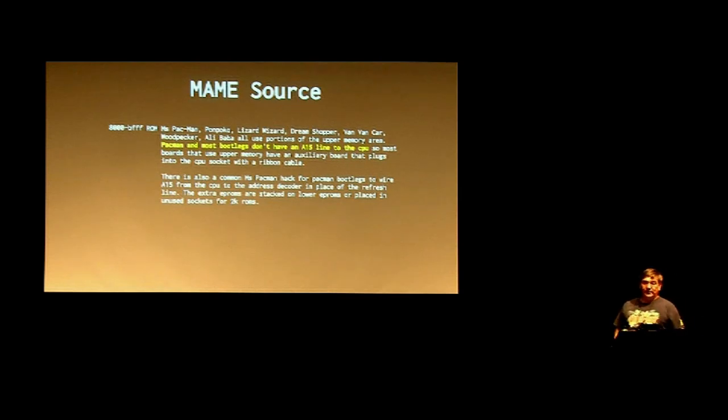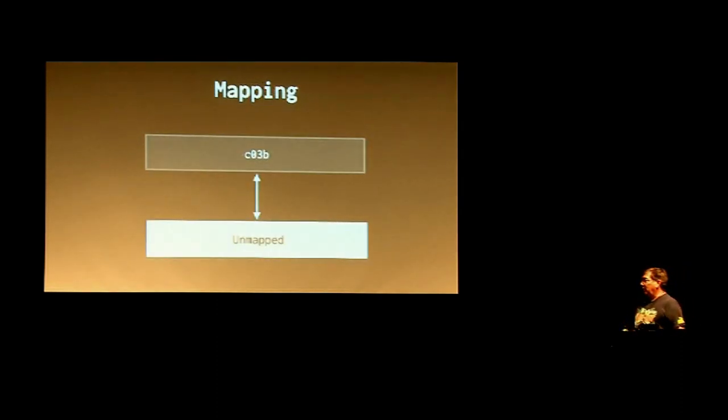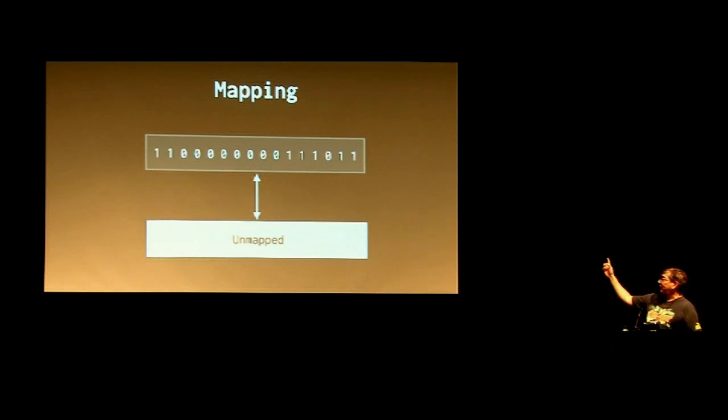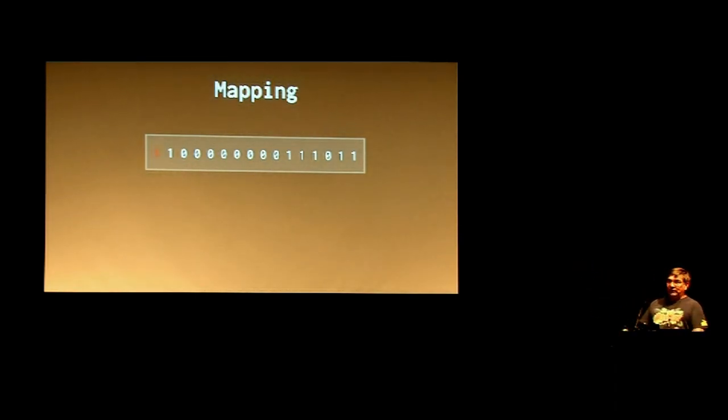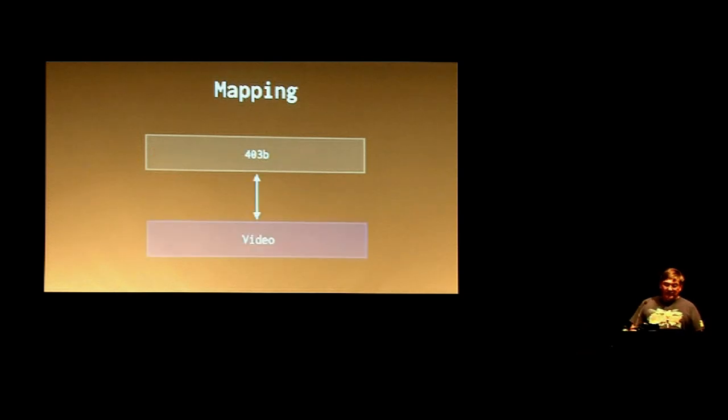So what that means is that with our CPU, there's actually 16 address lines, and the top one never got hooked up. So here's what we saw. It was trying to write the memory location C03B, and nothing's there. Now, if we convert this to binary, it looks like that. These are our 16 address lines. Notice that the top one is a 1, but that's not hooked up. That's always going to be a 0. We convert that back into hex, we get 403B, and that is where video memory is.